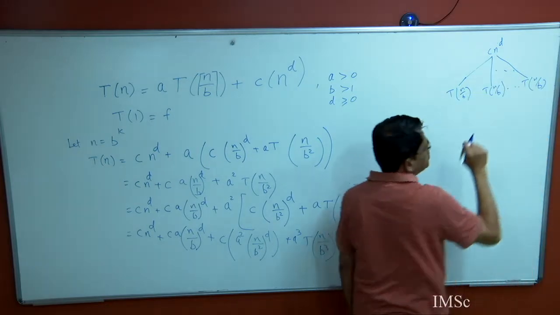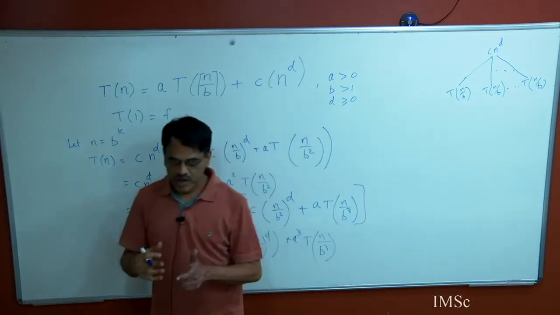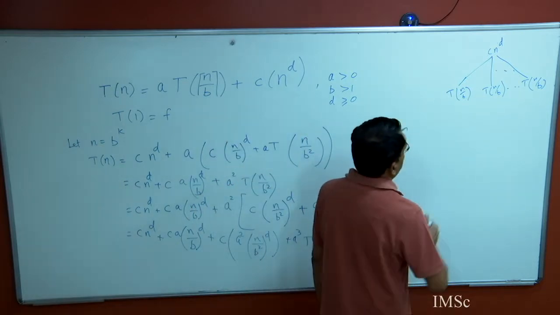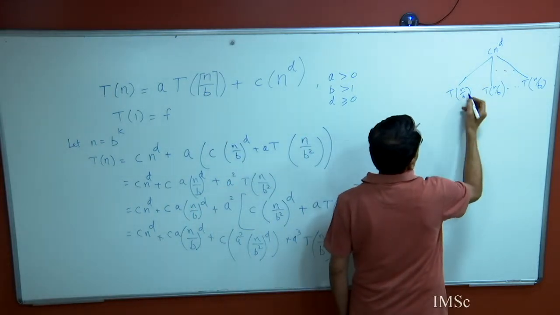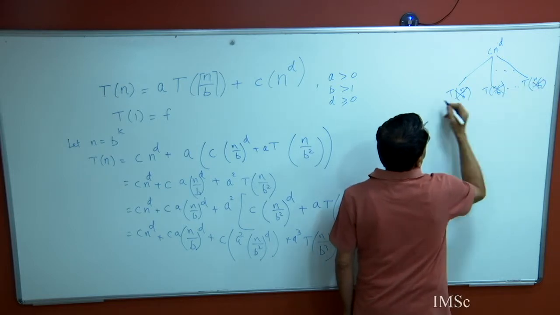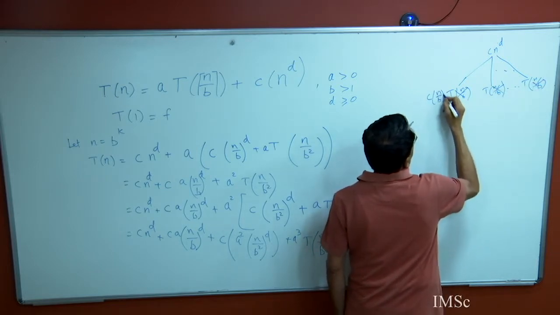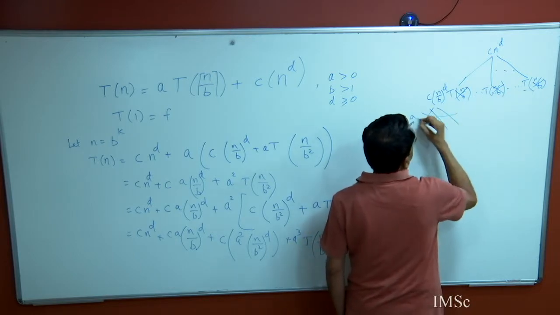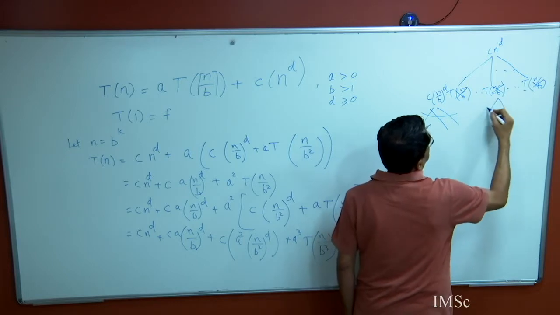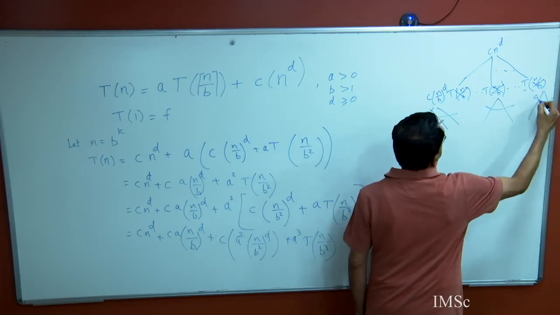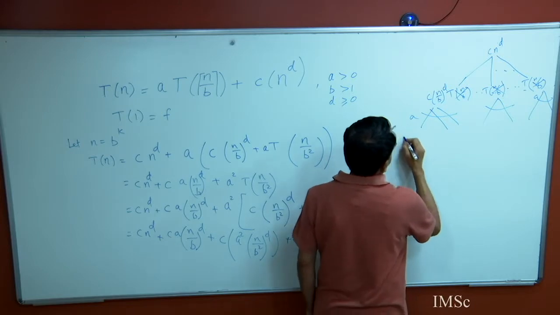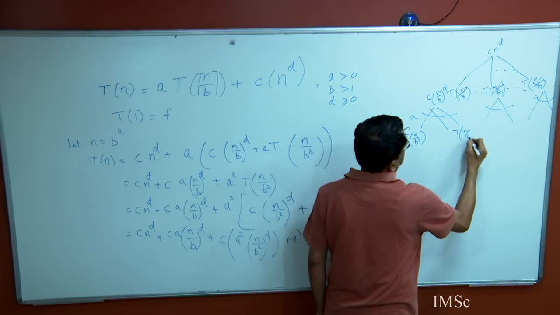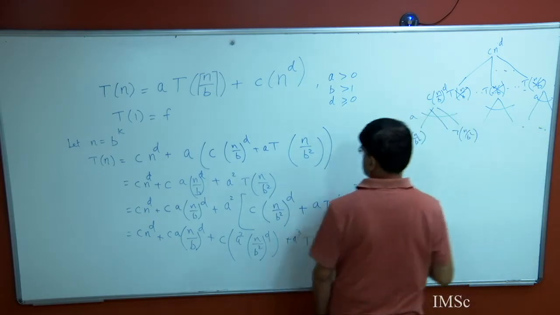So, A subproblems, you can think of it as A subproblems of size n over b each, which I am solving recursively. Okay. So, now if we expand this out, each one of them would be C times n over b whole power d, and then this will have some A subproblems, and each one of them will be T of n over b squared. So, that is what is happening, right?